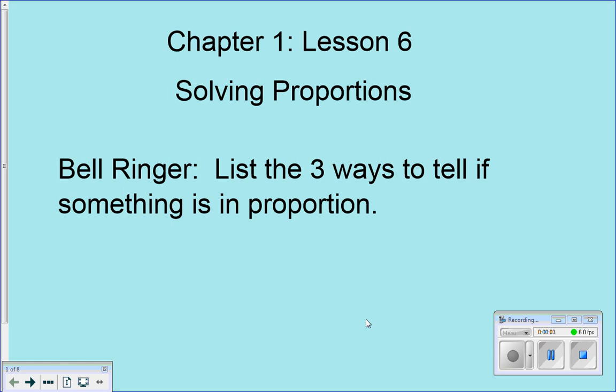Okay, so chapter 1, lesson 6. This is solving proportions. Now, we've talked about proportions for, gosh, a week, probably at least. What is a proportion again? Do you remember? What's a proportion again? Come on, people. What's a proportion? Yeah, Kaylee.